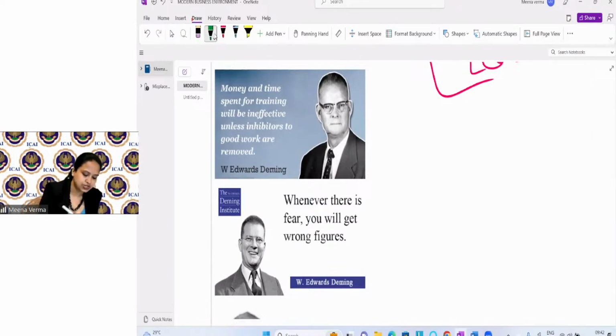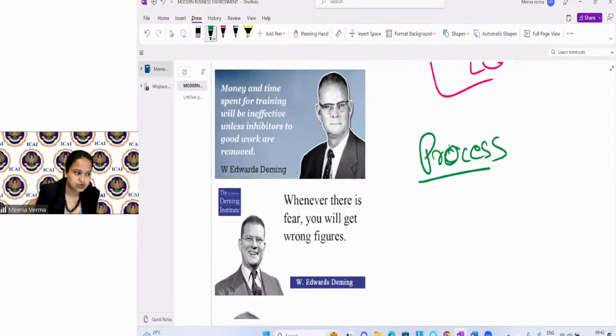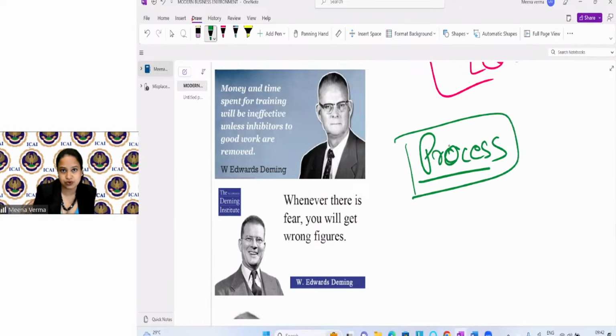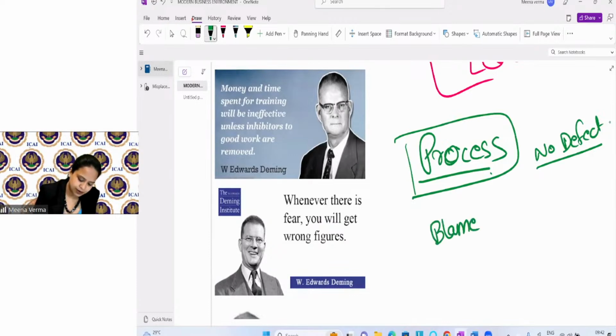Right? We have just discussed, we have to first improve the process of the company. We should first focus on improving the procedure of the company. So if the process of the company is good, then what will happen? You will not produce any defective units, no defect. If you want to produce no defect units, you should improve the process of the company. Right? Don't blame the employee.